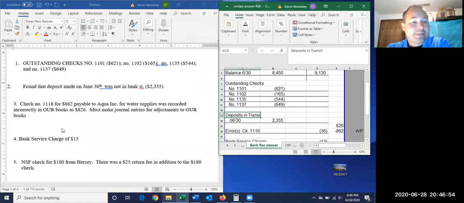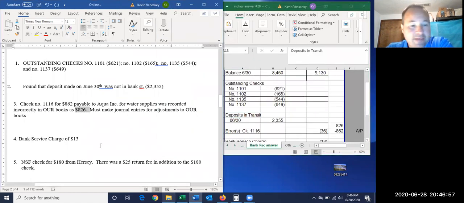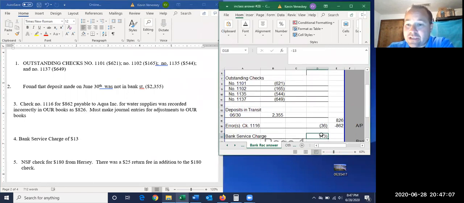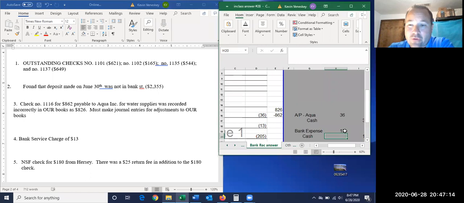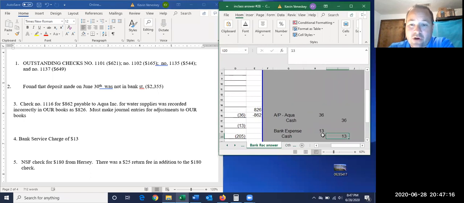All right. So we took care of the error, we fixed that. Now we're ready for the bank service charge. The bank is saying you owe us $13 for taking care of your account. We didn't know about it, so we need to show that $13 is now gone from our cash. And when I do that, I come over here and I show that $13 is gone from our cash with a debit to why it's gone. It's gone because we had an expense, a bank expense.